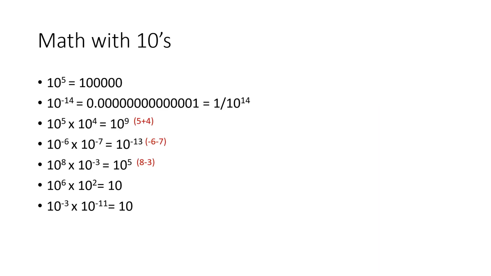So remember math with tens. 10 to the fifth has 5 zeros. 10 to the minus 14 has 13 zeros until the 1. It's 1 over 10 to the 14th. If you multiply them, you add your exponents. If you have negative exponents, you still combine those exponents. So 10 to the minus 6 times 10 to the minus 7 is 10 to the minus 13, right?